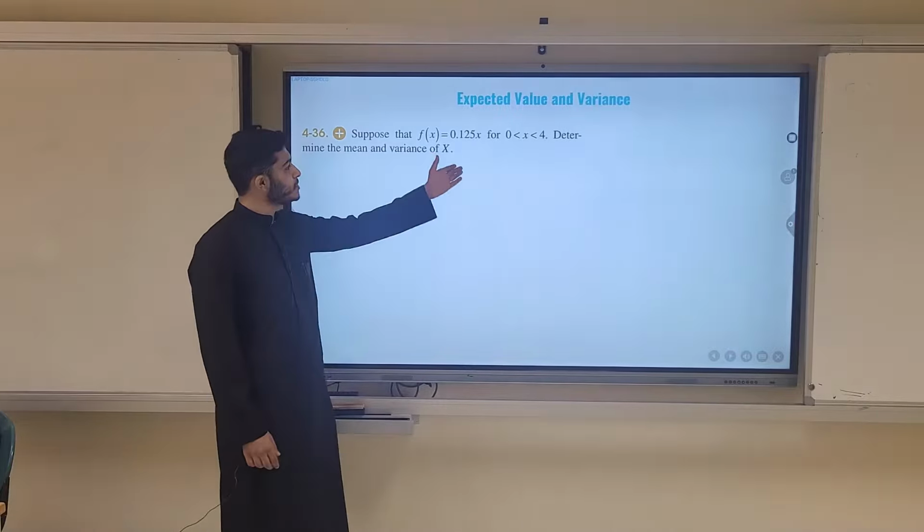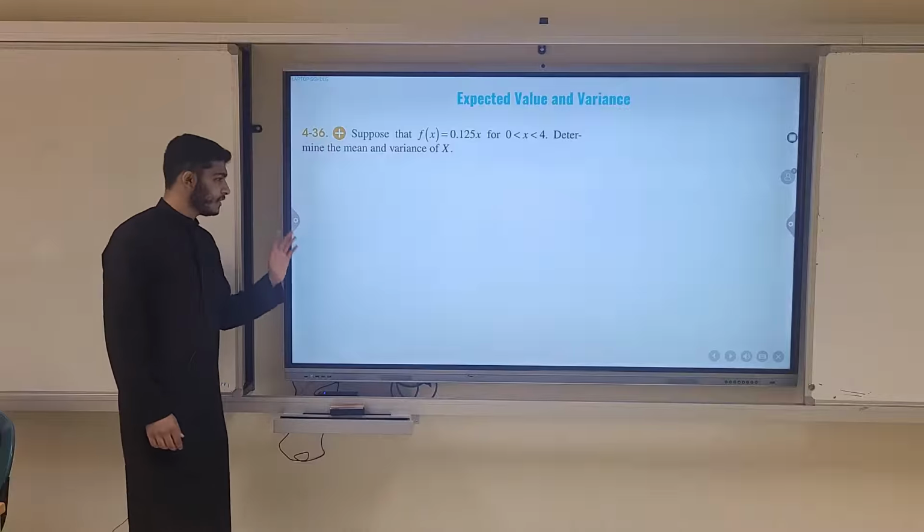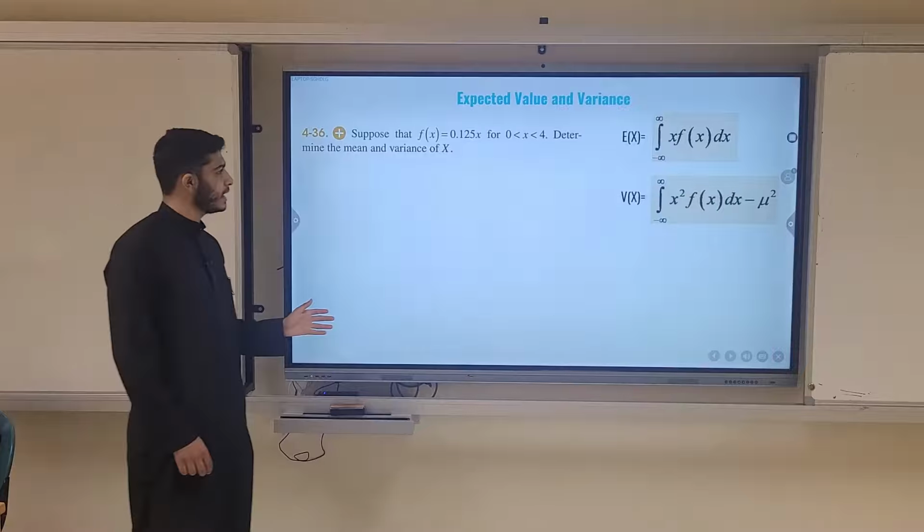So it just goes from 0 to 4. Don't fall into the trick. Okay, so determine the mean and the variance. Very simple. Let's have the formulas because we're definitely going to use them.